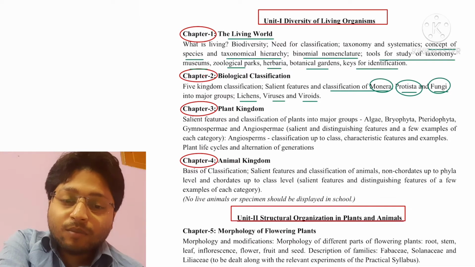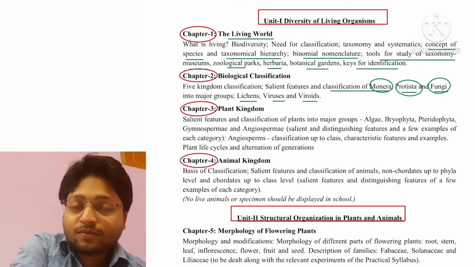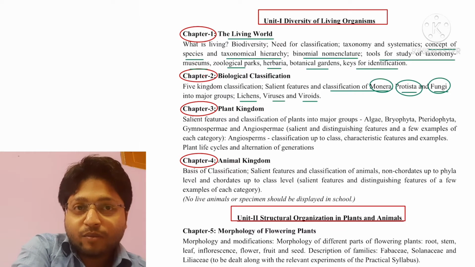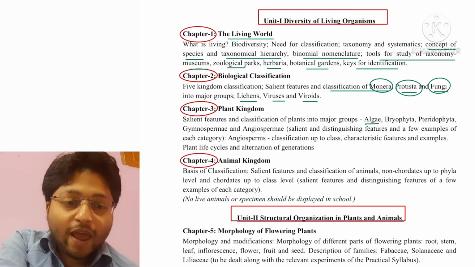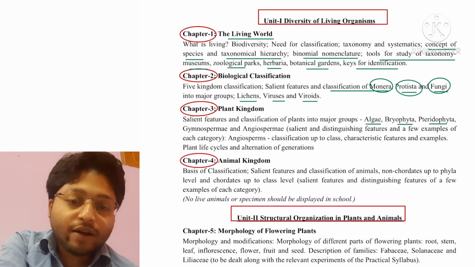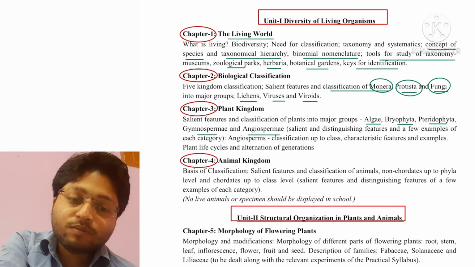In the next chapter, plant kingdom. From the name you can get the idea that in this chapter we will discuss different plants, from primitive groups of plants to higher groups of plants. That means from algae, bryophyta, pteridophyta, gymnosperm to higher groups of plants like angiosperm.